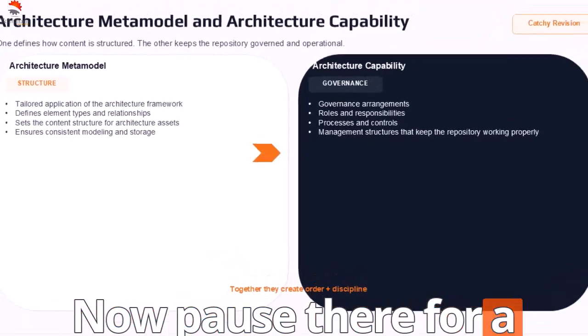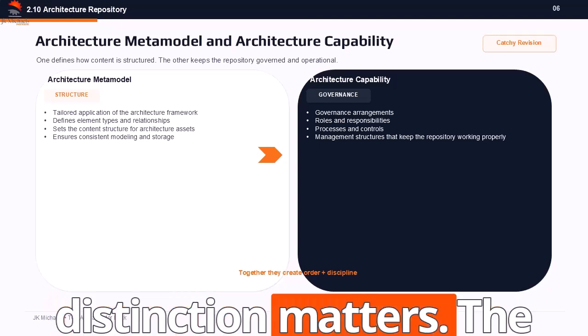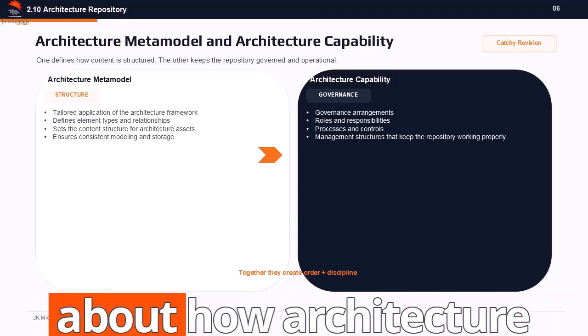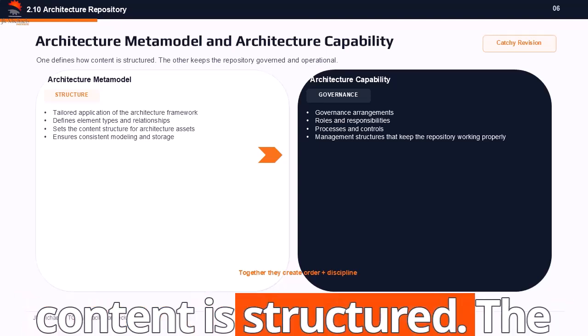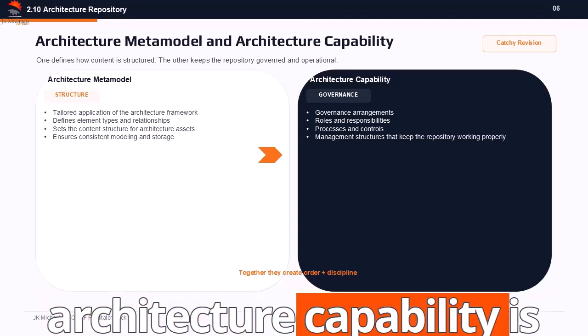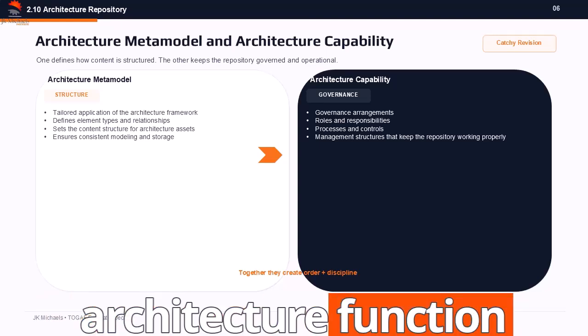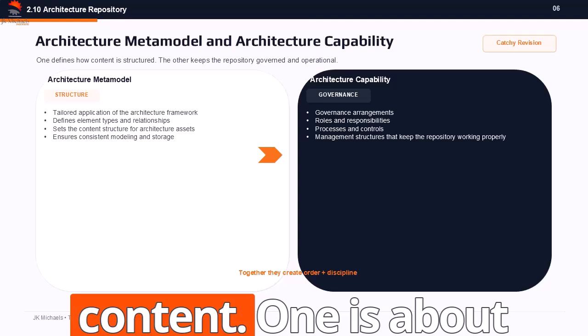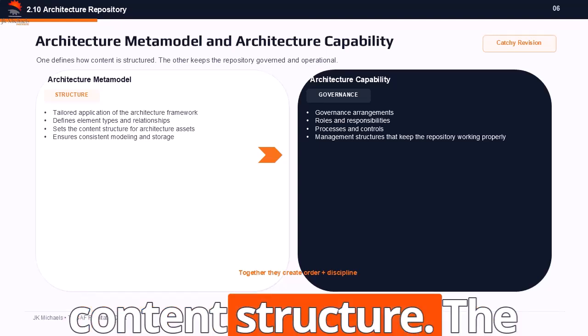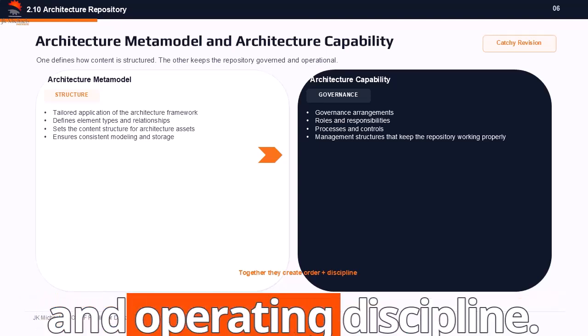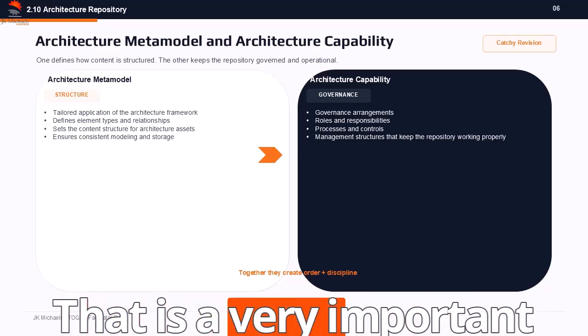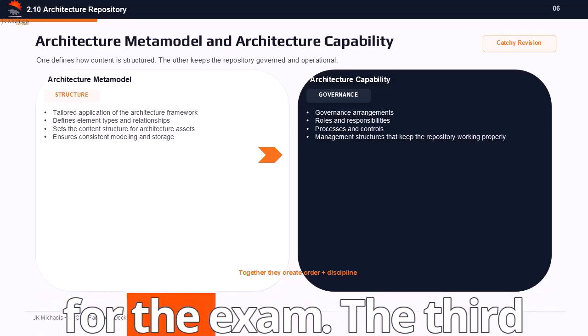Now pause there for a moment, because that distinction matters. The architecture meta model is about how architecture content is structured. The architecture capability is about how the architecture function governs and operates that content. One is about content structure. The other is about governance and operating discipline. That is a very important difference to hold clearly for the exam.